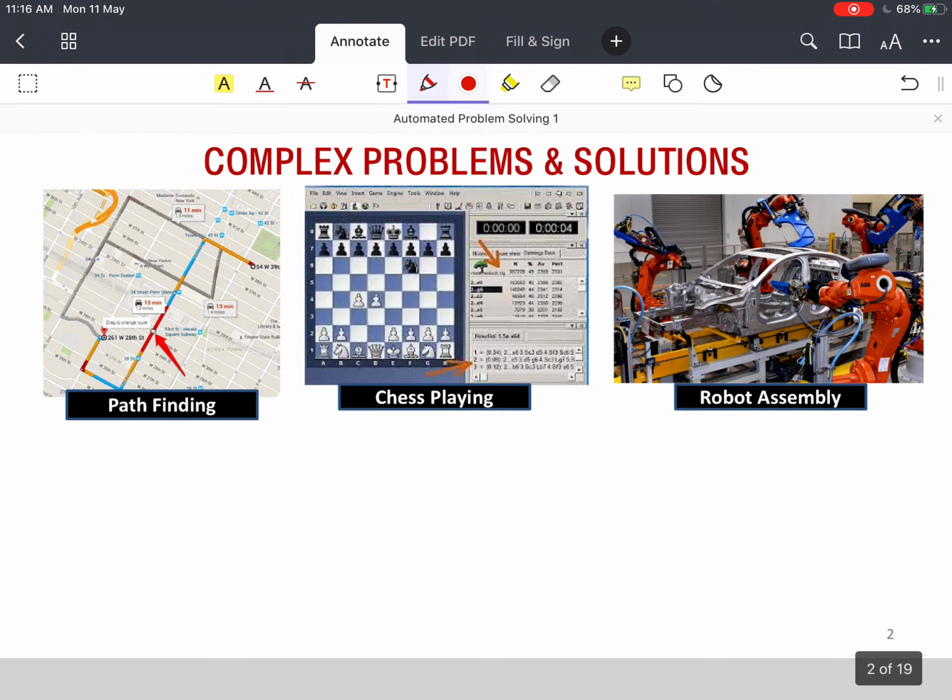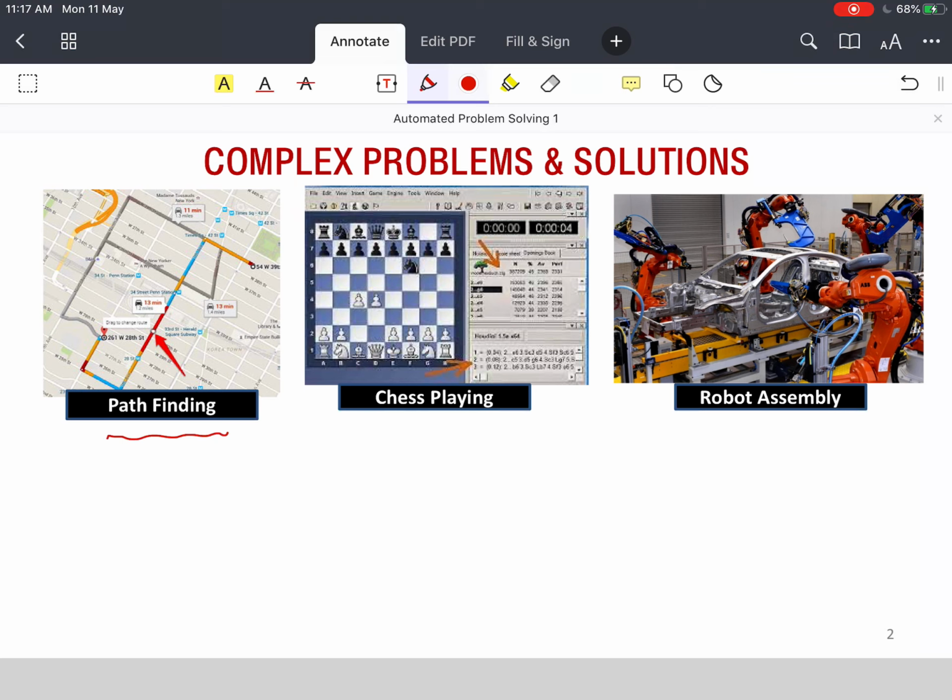Let us discuss a few very complex problems and their solutions which we find in everyday life. Let us consider the pathfinding problem. The pathfinding problem, all of us who use mobile phones use some technology to find a route from one place to another. This, as you know, is a very complex problem where millions of people are trying to find routes from one place to another.